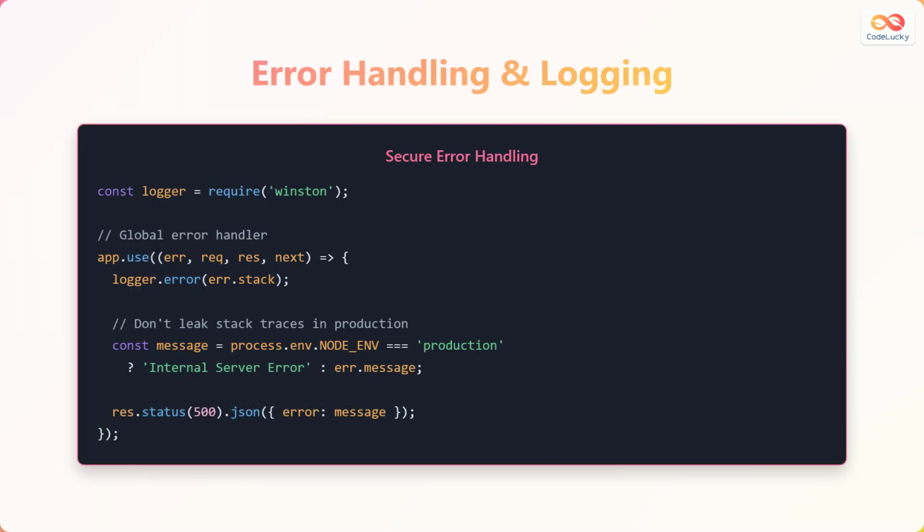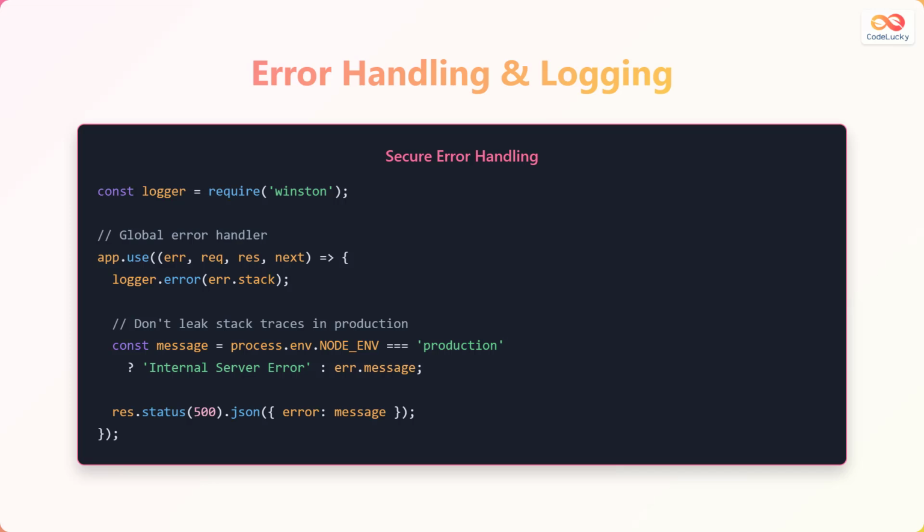Now let's talk about error handling and logging. Implement proper error handling and logging to help identify and address security issues. Here's how to do secure error handling. First, require a logging library like Winston. Use a global error handler to catch unhandled exceptions. Log the error stack trace for debugging purposes.